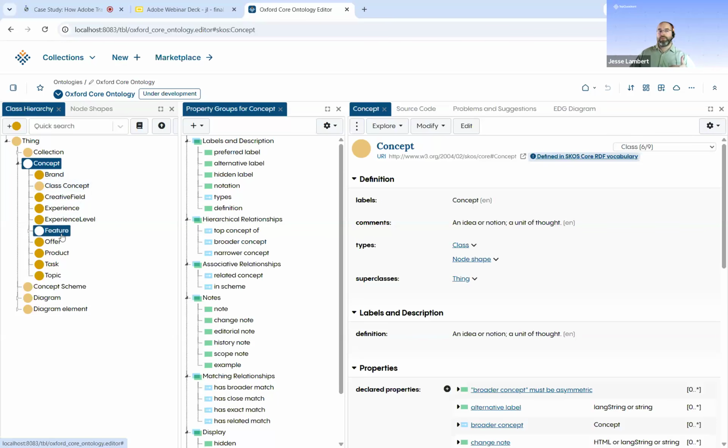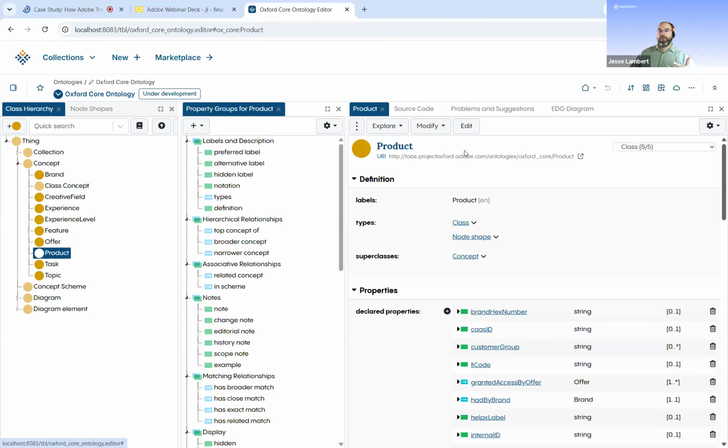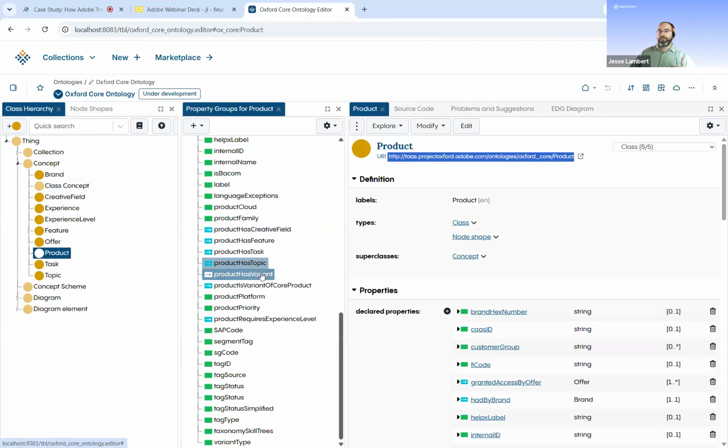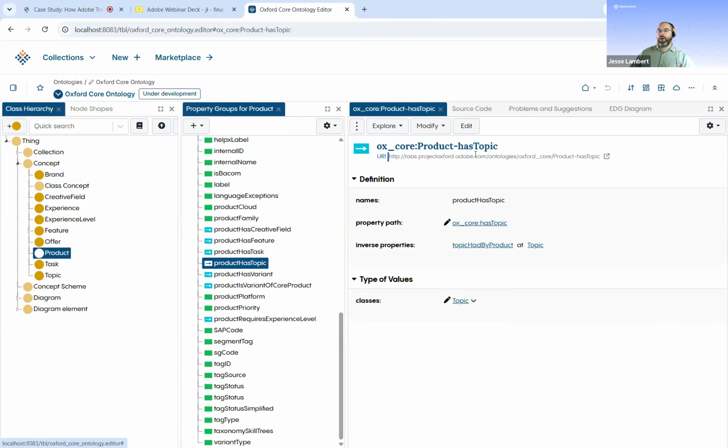And as I click through this, for example, if I click on product, over here, you can see the URIs on product. And if I click on a relationship that exists between product and a topic, that has a URI for the SHACL shape, the property path, everything is there. So the prefixes, the URIs, everything about the naming convention, the model, the constraints, the permissible values, everything like that is now at their fingertips.